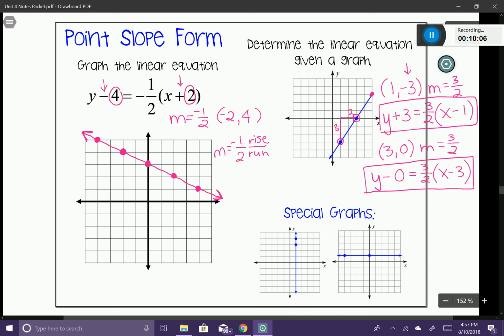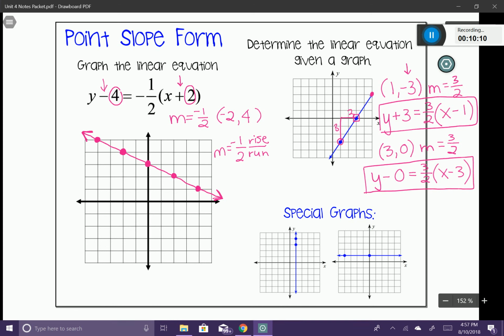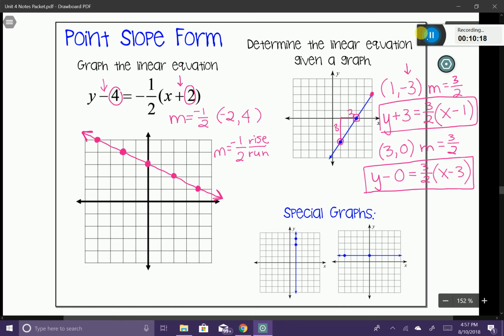So what's unique about point slope form is that you can have equations that look a little bit different, unlike slope intercept form where you only have one way to write it. So just be aware that all you really need is to select one of these, and one of them will suffice.